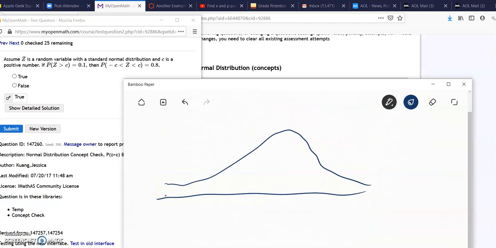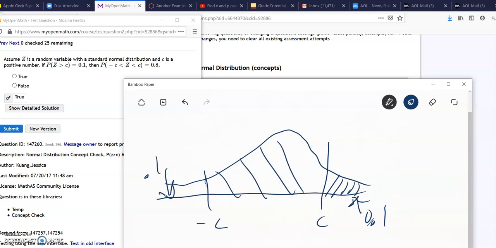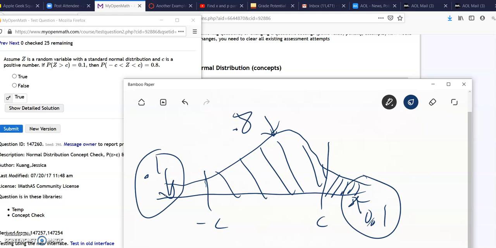If the probability of some number greater than C is 0.1, then the probability here is also 0.1, which means the probability in between is 0.8, because it has to equal 1 all the way across from beginning to end. So if this is 0.1 and that's 0.1, then the probability in the middle between negative C and C is 0.8, which is true.